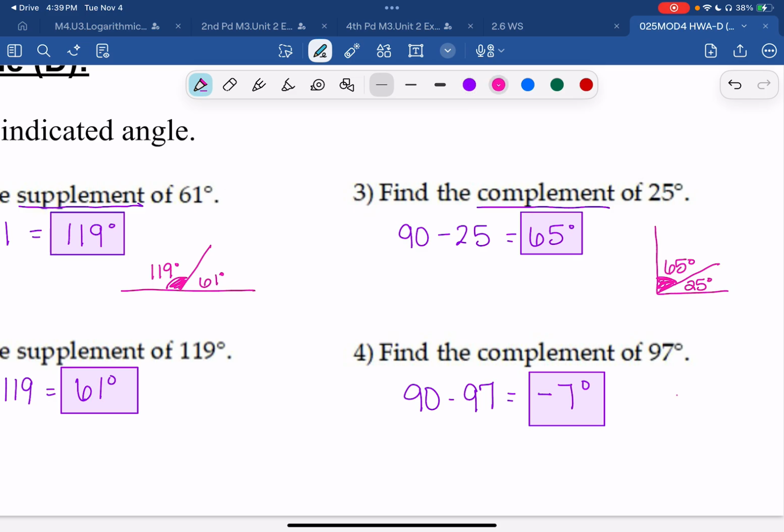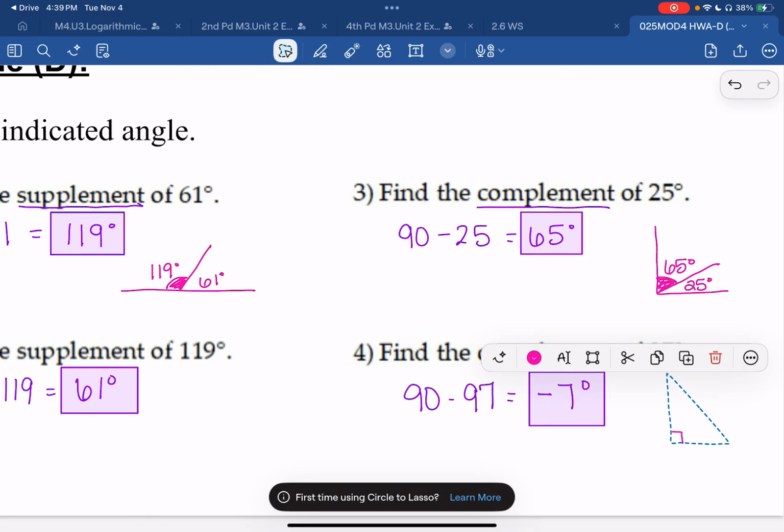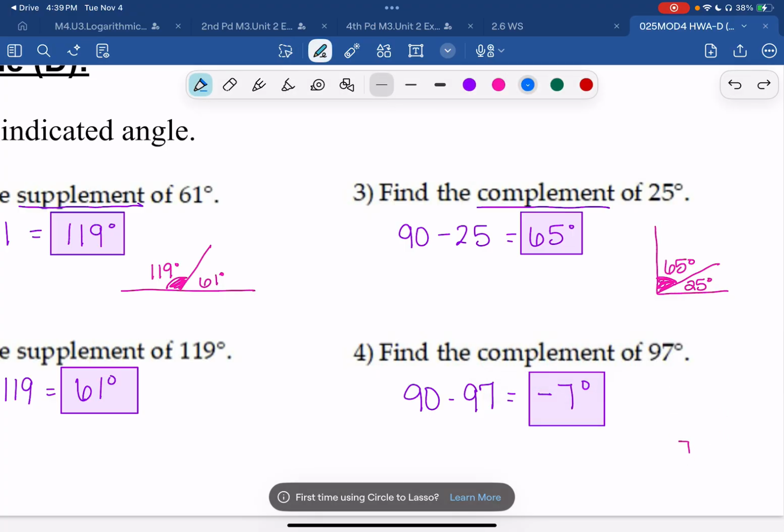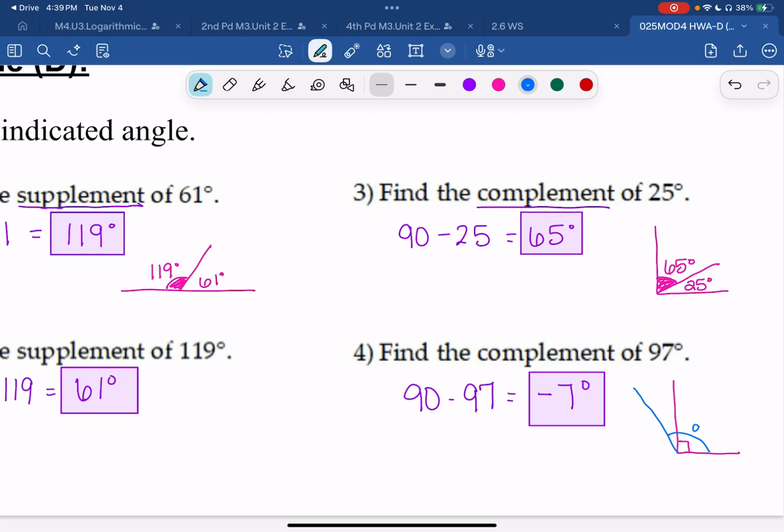So visually, I know I need to have this 90 degrees. 97 would be a little bit past 90. So say that's our 97. Well, in order to get 90 degrees, I need to go backwards. I need to go backwards about 7 degrees. So when you're going backwards in reverse with degrees, you're just going to make it negative. So if I take away, basically, that 7 degrees, it would get me back to that 90.